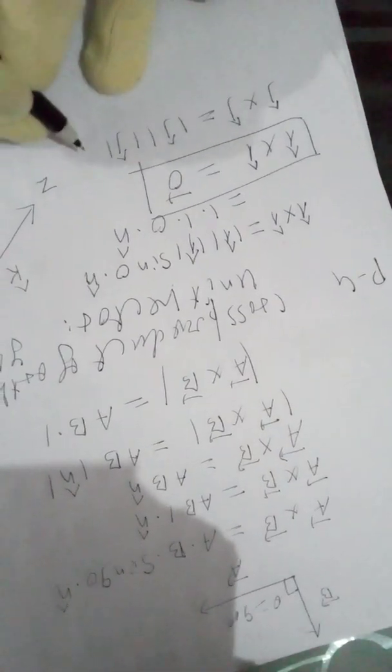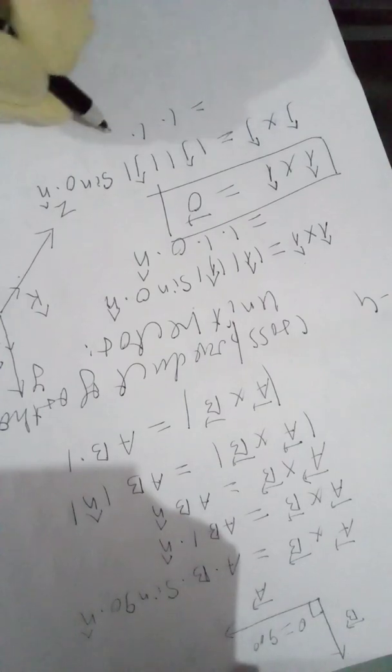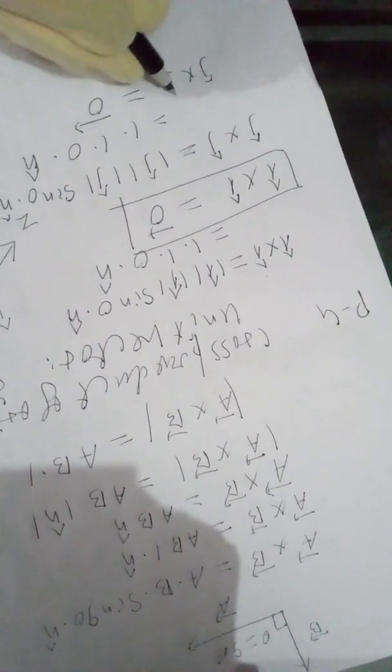Now we find j cross j. So vector j cross vector j is equal to mod of j and mod of j into sine of the angle between j and j. The angle made by vector j with j is 0. So write here sine 0 into unit vector n cap. So mod j is 1, 1, sin 0 is 0, n cap. So j cross j is the 0 vector.